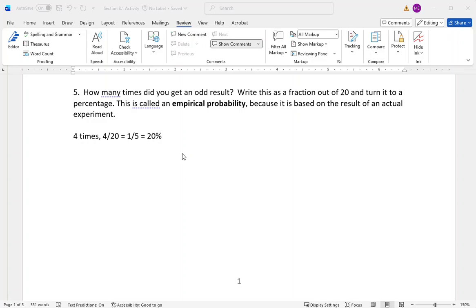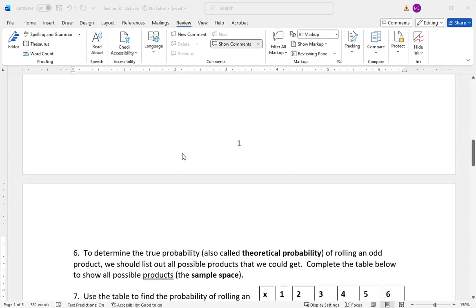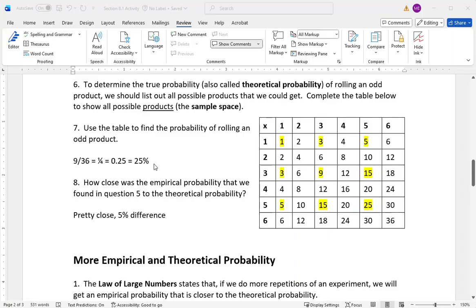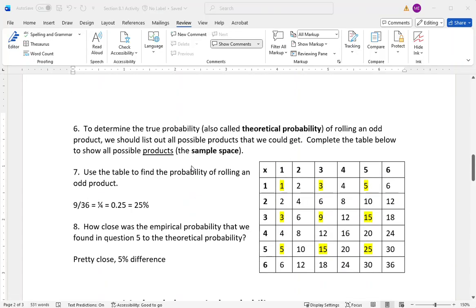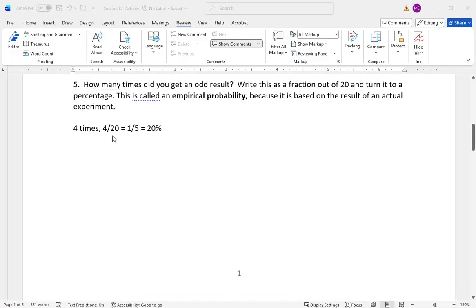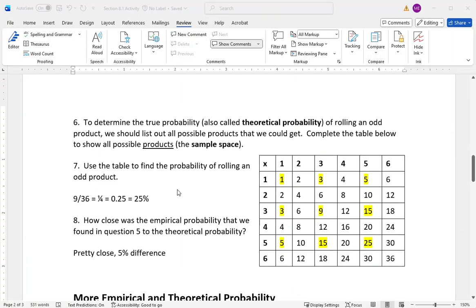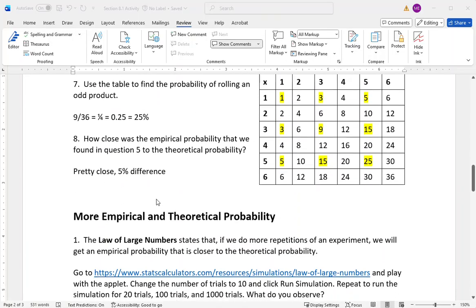You might have found something different if you did this experiment on your own. But our theoretical probability was 25%. So they were pretty close. There was only a 5% difference. But the number of trials that we did was only 20, and that's really not very many. If we did more trials, we would expect to get something closer to this 25% theoretical probability.